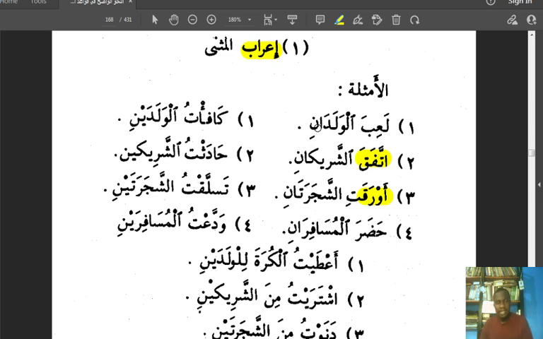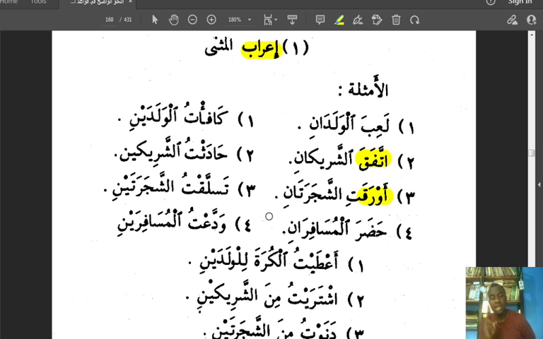So here, they are all fa'il. And we know that fa'il is what? Marfu, is nominative. And the sign of a nominative dual noun is the alif we have here. The alif we have here is the sign of its raf'un. It is a sign that the word is in the nominative case.